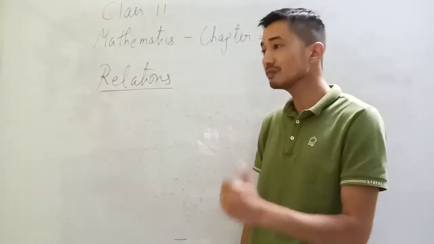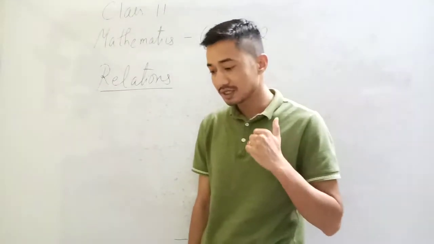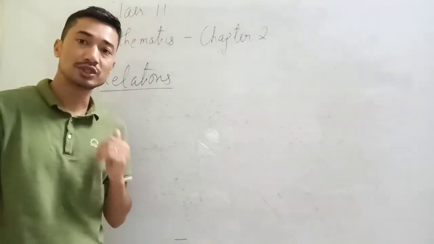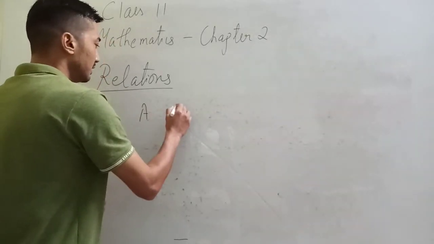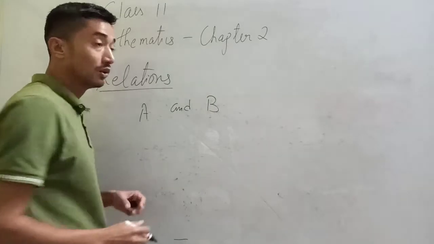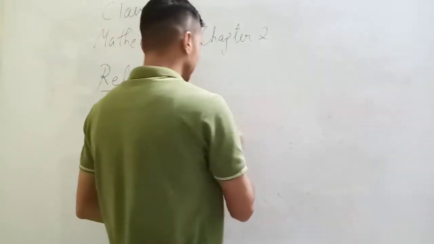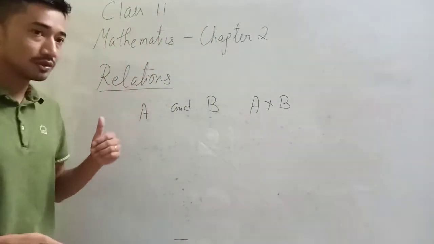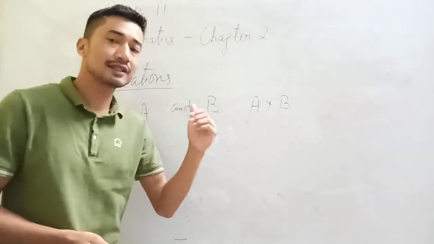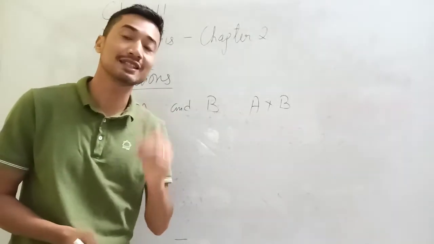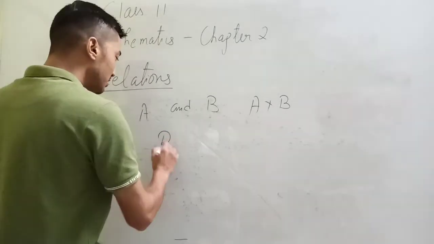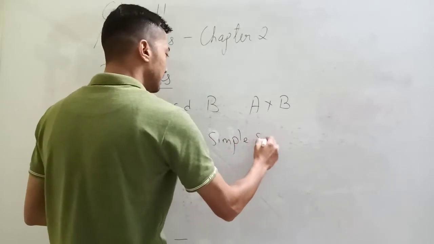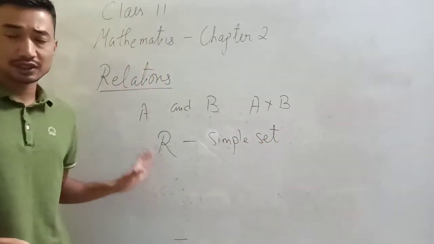Now a relation is nothing, let me keep it very simple. From the last video, take two sets, A and B. When we multiply those two sets, we get the Cartesian product of two sets, A cross B. Now a relation is also just a simple set only, generally denoted by R. Okay, this is also just a set only.